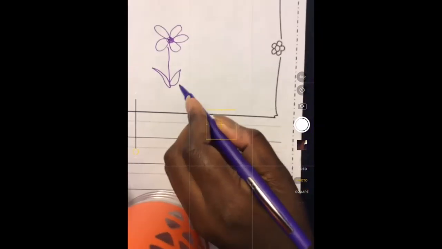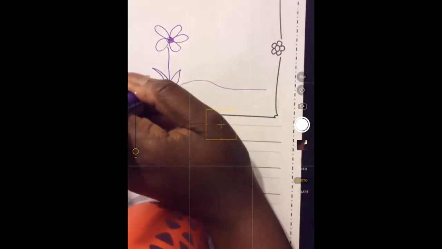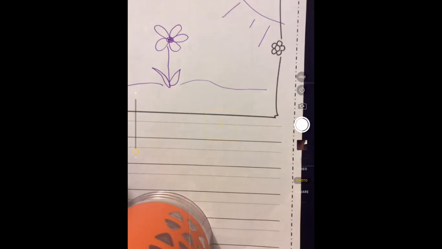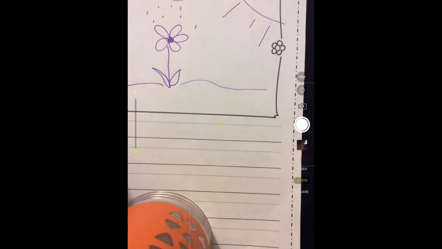And I like doodling flowers. So this is a lot of practice. So I have a plant. I could put more plants in here, but right now I'm doing a quick sketch. And remember we talked about that in the classroom, to do a quick sketch so that we can move on to our writing.